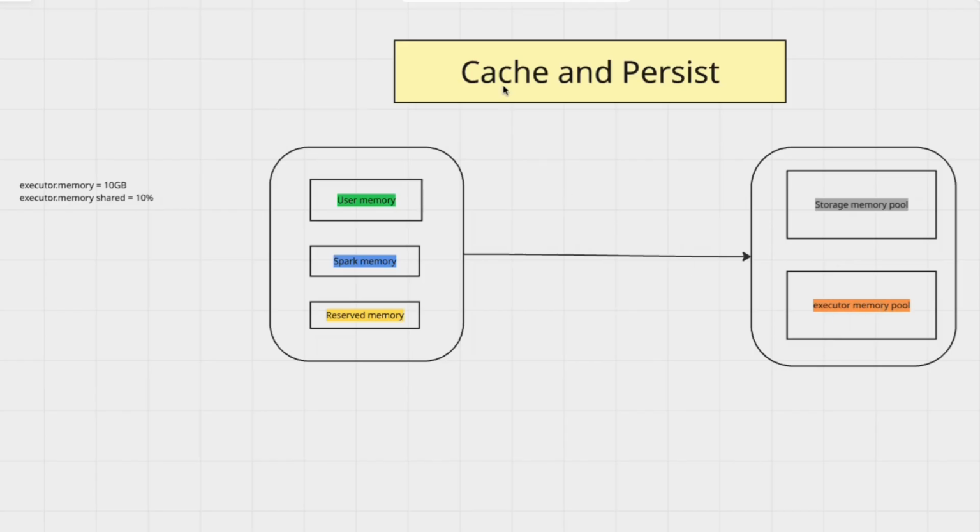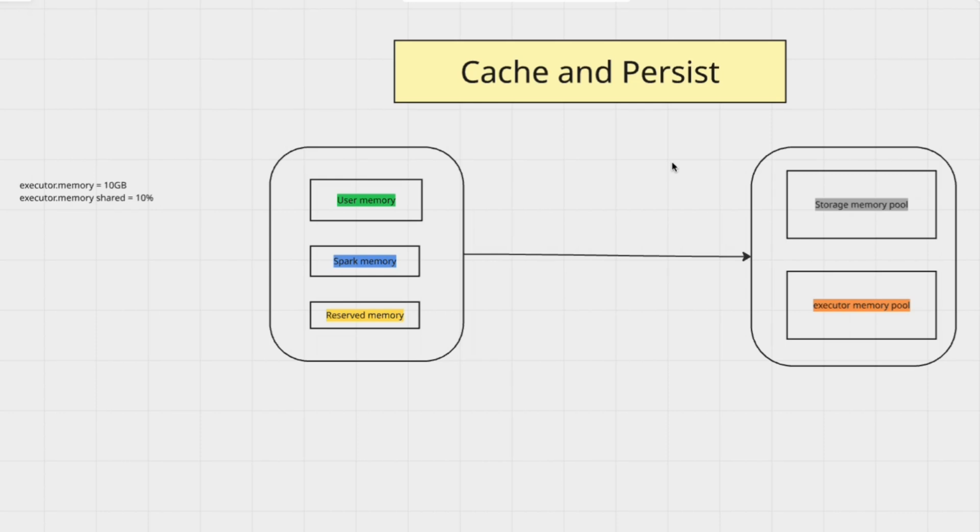When we do the cache of the data frame, the data frame holds the data, and internally it's an RDD which holds the data. That data will be stored in this storage memory pool. This storage memory pool can also use the executor memory pool if it is empty or has space. So cache will store the data frame, or whatever we want to cache in Spark, in the storage memory pool. Now we are clear where cache stores the data.